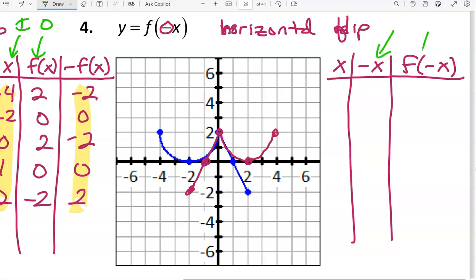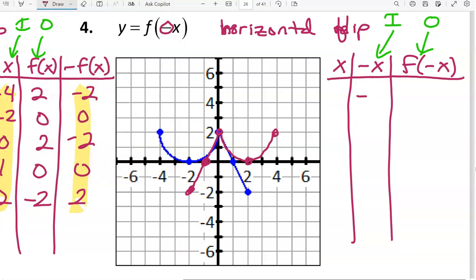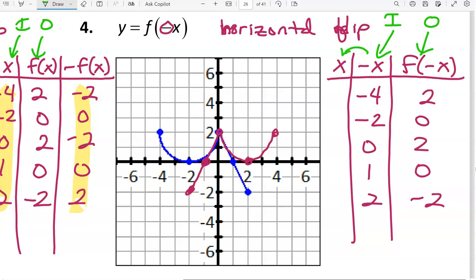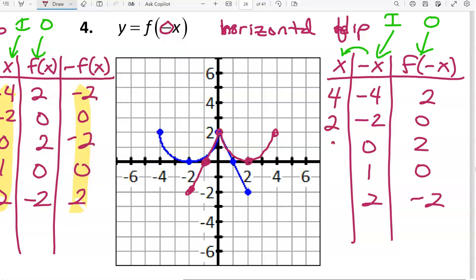Our input and output values are the inside of the function and the resulting function value. That is where in our table we write the ordered pairs for the original function, -4, 2, -2, 0, 0, 2, 1, 0, and 2, -2. To get from the negative x values to the x values, we need to multiply by -1. That will give us 4, 2, 0, -1, and -2. If we graph the x's versus the y values, that will give us the graph of the new function.